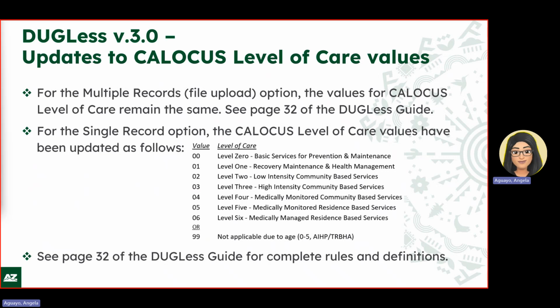Next are updates to the CalOCA's level of care values. For those using the multiple record options, the values for the CalOCA's level of care remain the same and can be found on page 32 of the DUGLess Guide. For those using the single record option, the CalOCA's level of care values have been updated as shown on the screen. So instead of the score, you enter the level as the value. You can go to page 32 of the DUGLess Guide for complete rules and definitions for these fields.